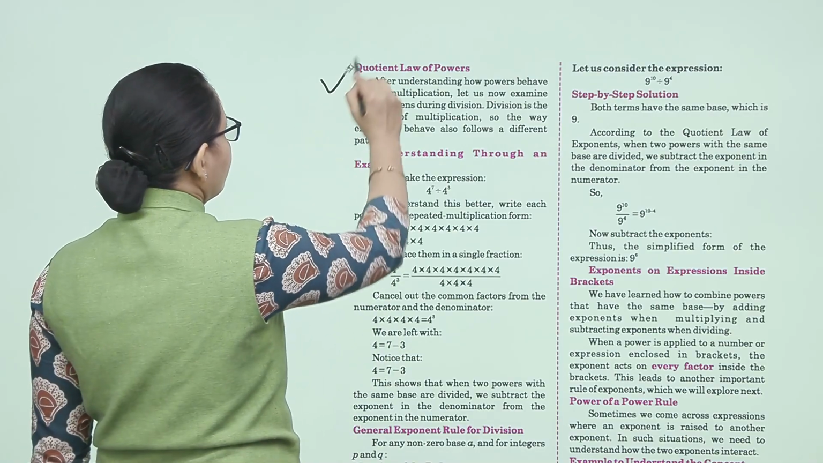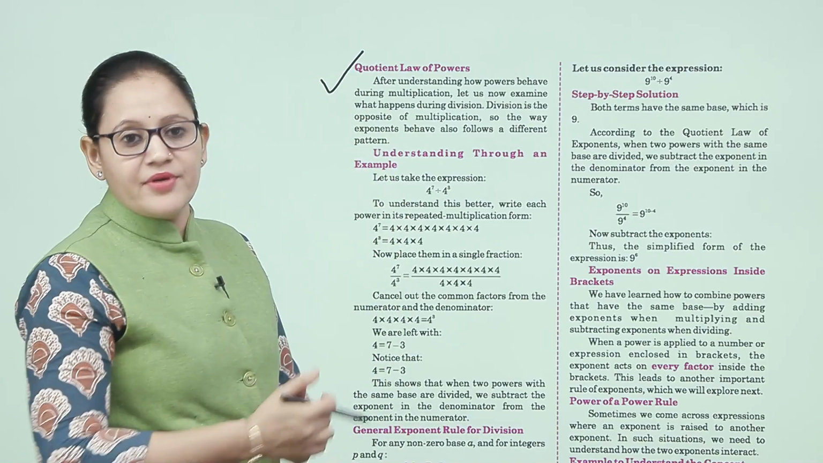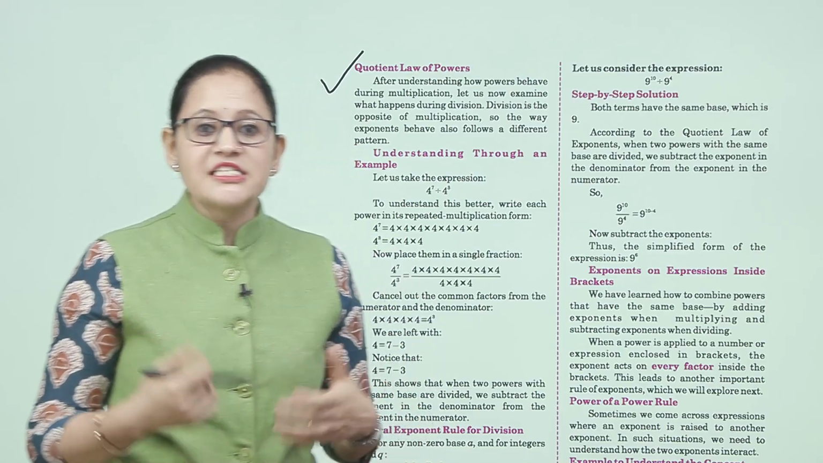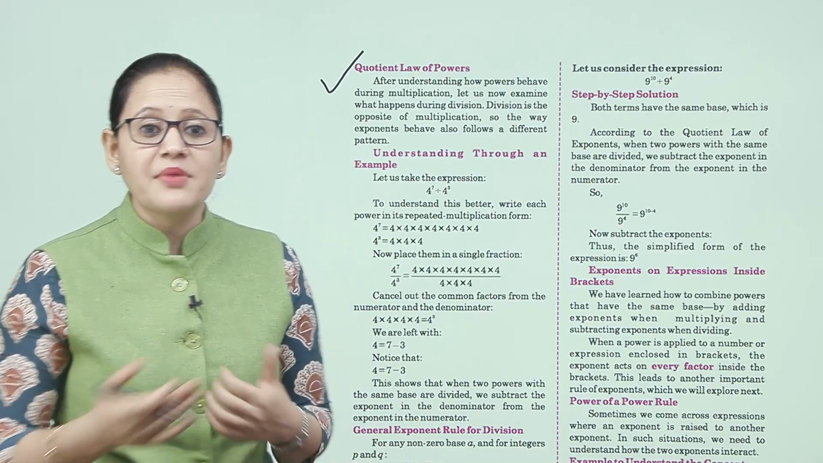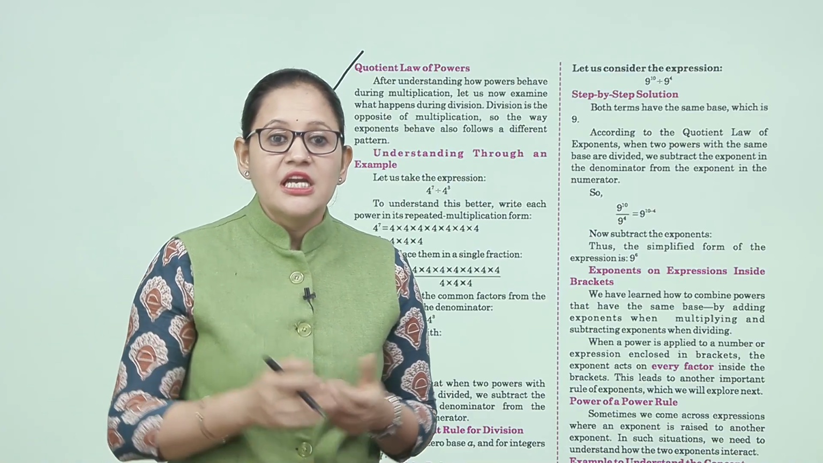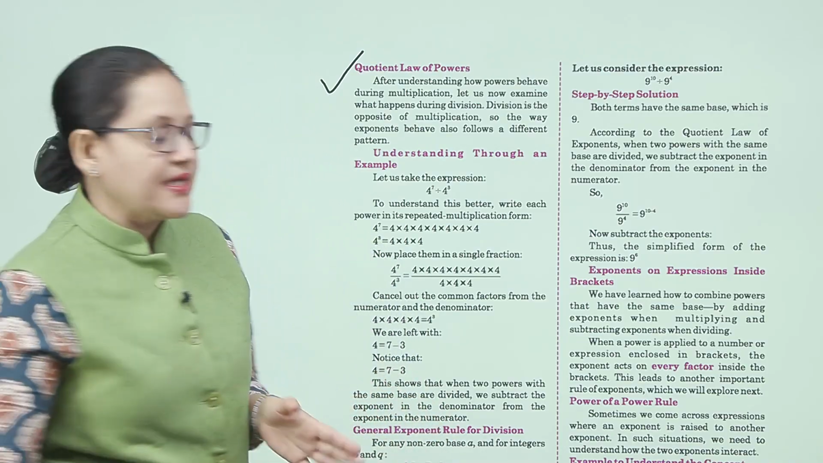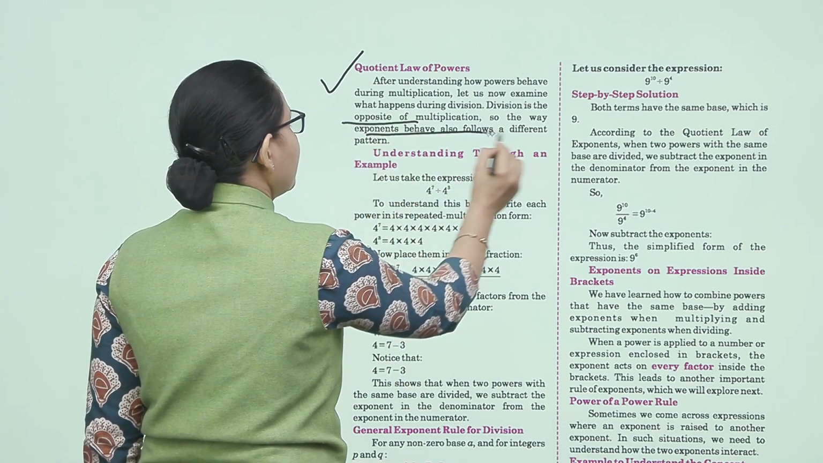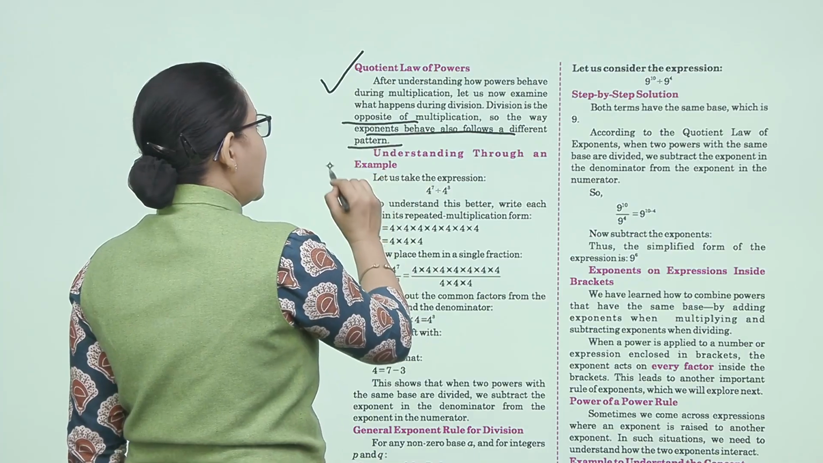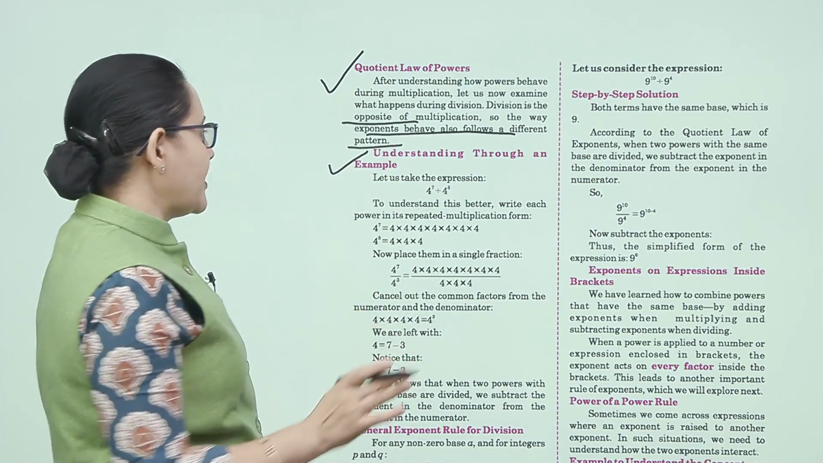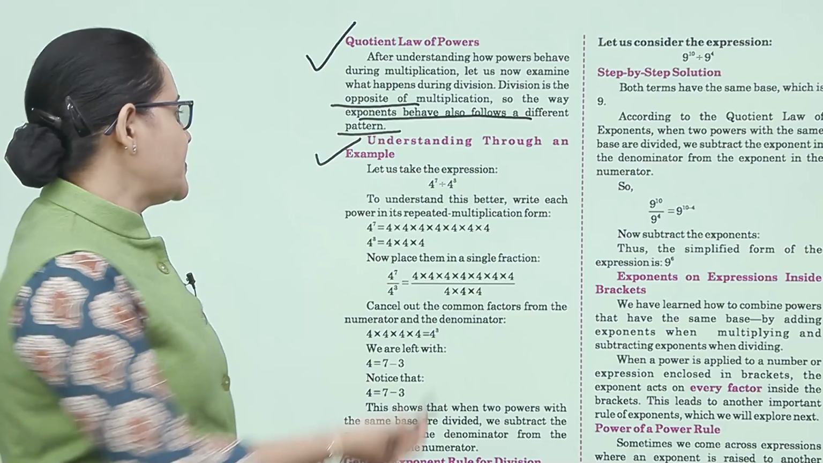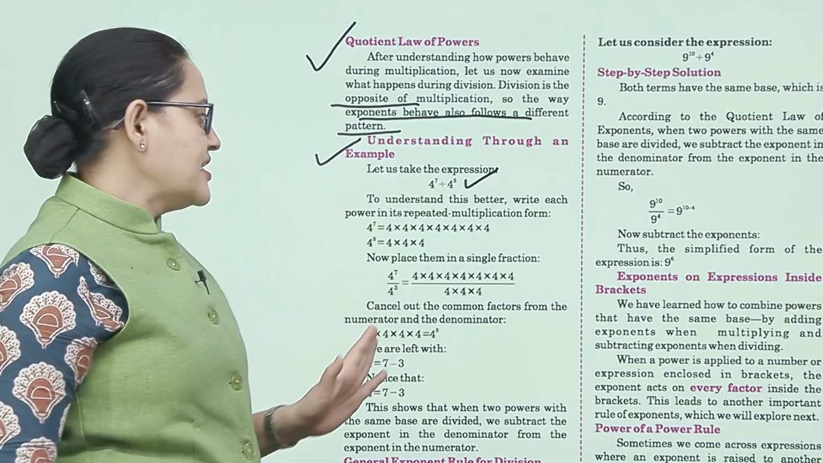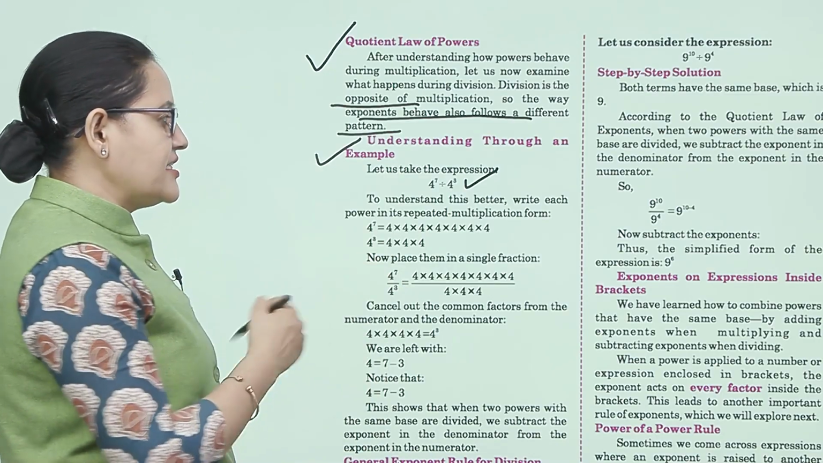Now, quotient law of powers. After understanding how powers behave during multiplication, let us now examine what happens during division. Division is the opposite of multiplication, so the way exponents behave also follows a different pattern. Understanding through an example, let us take the expression 4 to the power 7 divided by 4 to the power 3. To understand better, we will write this in expanded form.